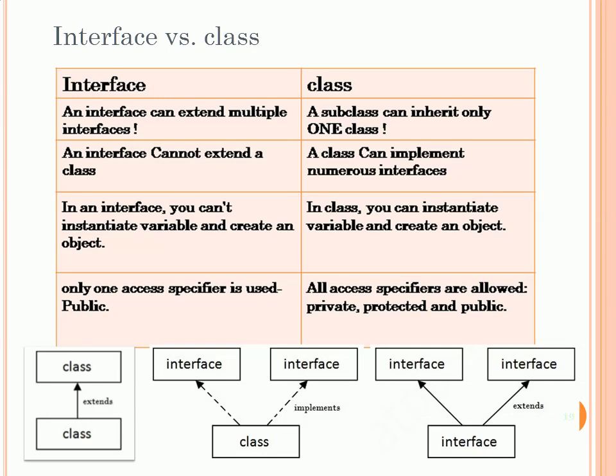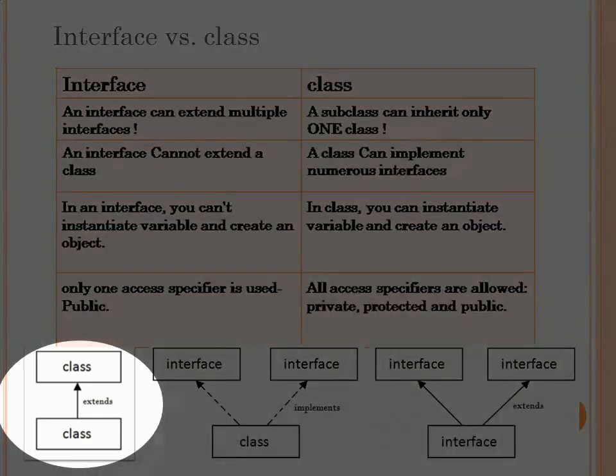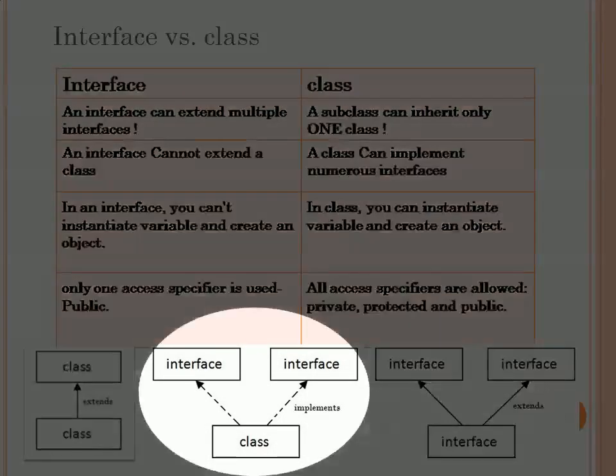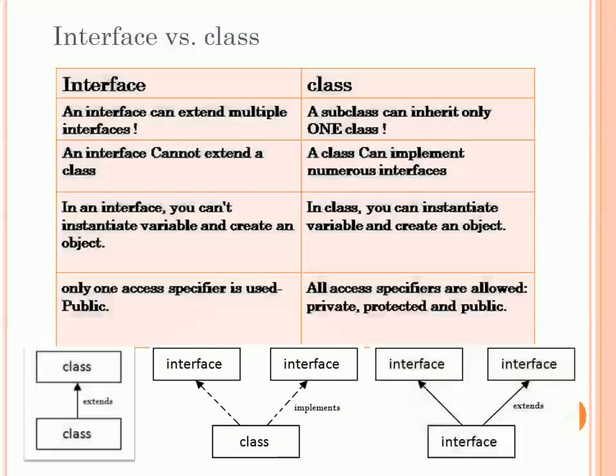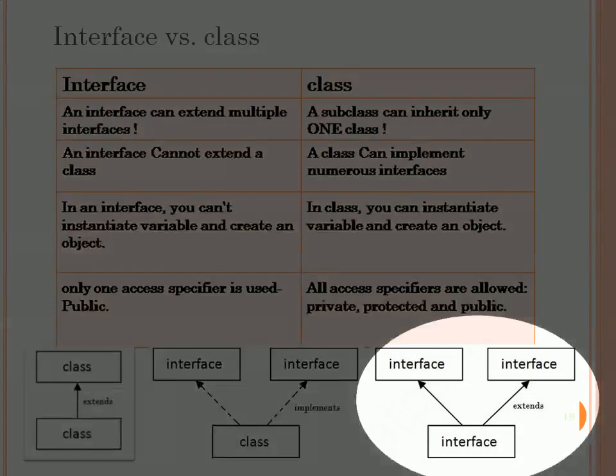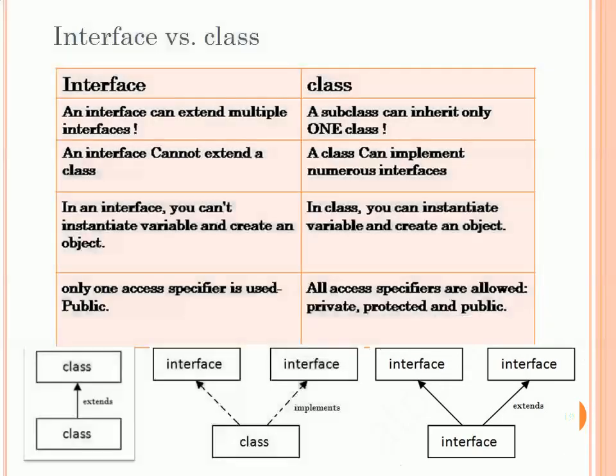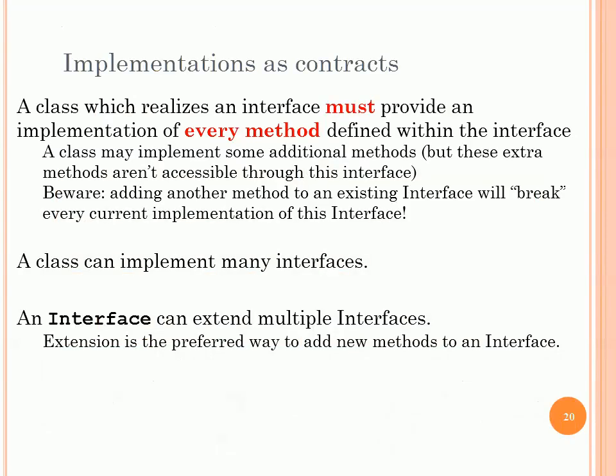Now you can see below the table a graph that will illustrate what we have said in the table. The first one: a class can extend only one class. However, a class can implement multiple interfaces. The last one is that an interface can extend more than one interface. As we said before, implementation of an interface is considered a contract. So, any class that implements an interface must redefine all the abstract methods in the interface. It could as well implement other methods.